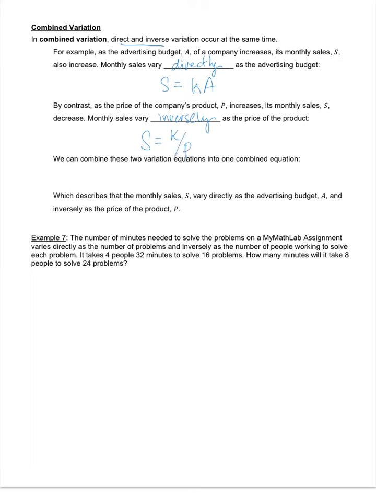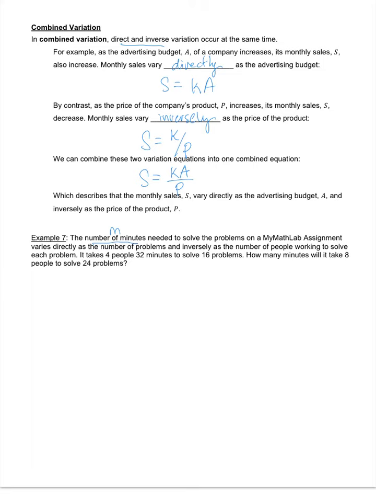Now we can combine these two variation equations into one. The sales vary directly with the advertising budget and inversely with the price. So this describes that the monthly sales S vary directly as the advertising budget A and inversely as the price of the product P. Now in the next example, we have the number of minutes, which I'm going to refer to as the variable M.